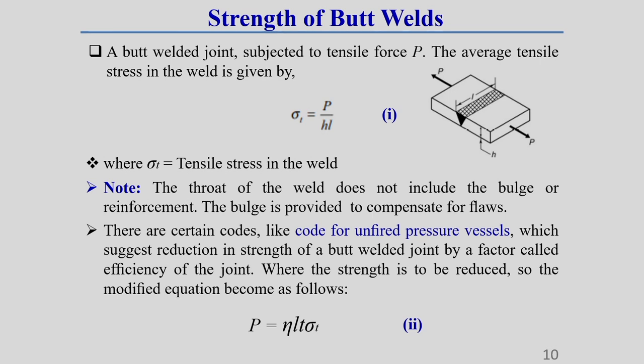Generally a butt weld is subjected to a load P, which I am showing here in this figure. This is a butt weld, you see, because here two workpieces lie side by side and in between them generally this welding is done.